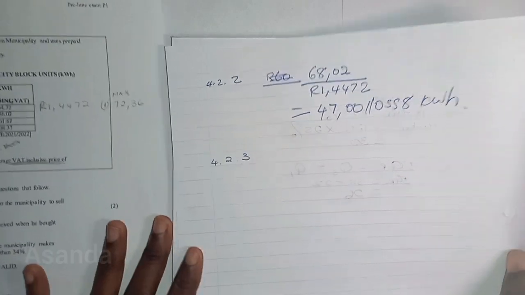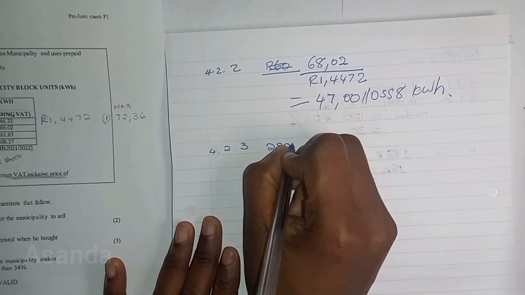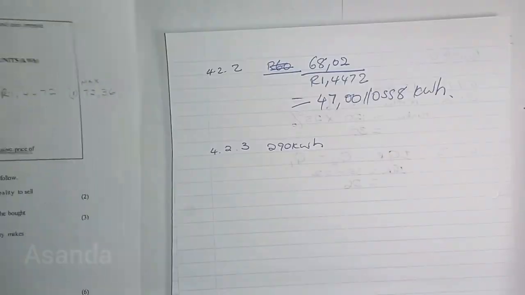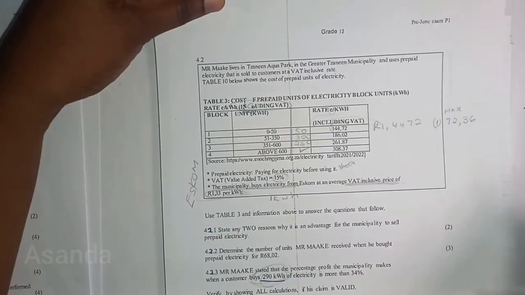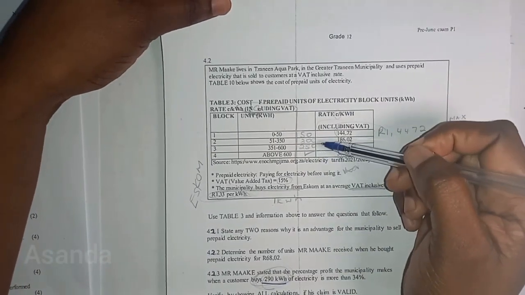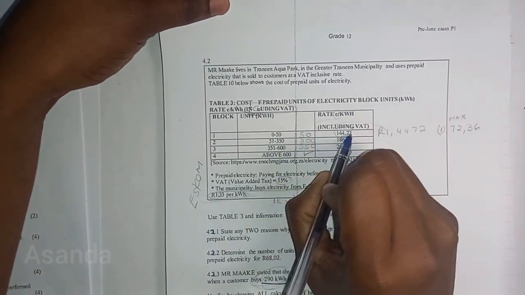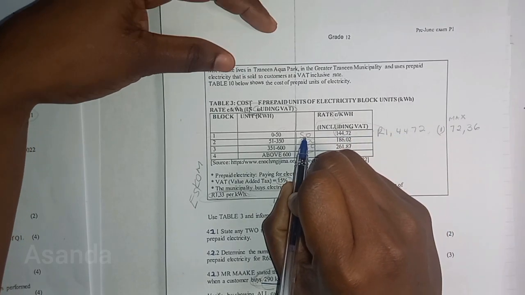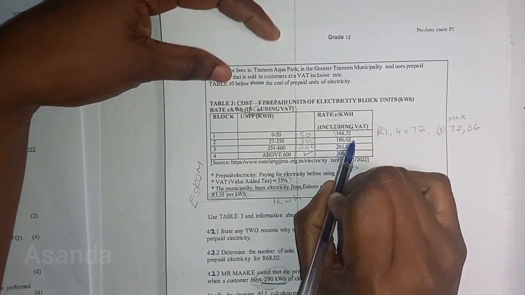4.2.3. Okay, so Mr. Make used 290 kilowatts per hour, and that is the one there. So let's find out how much he paid. We're going to start here with the table. Mr. Make paid 144 cents for the first 50, and then they said you're using too much electricity, so we're also going to charge you like this as well.